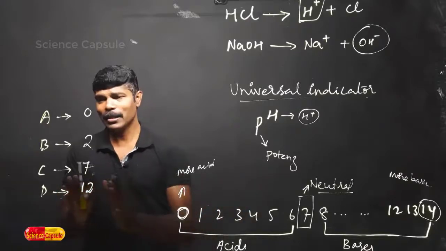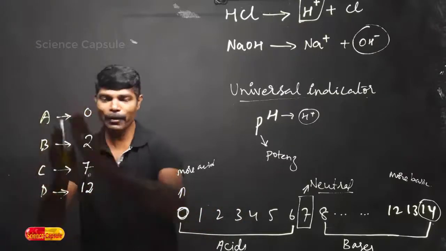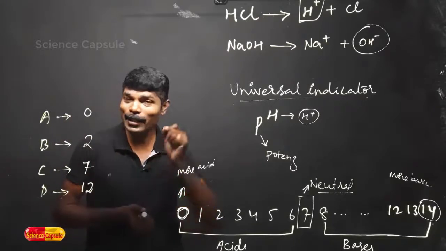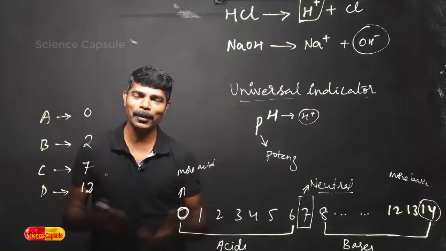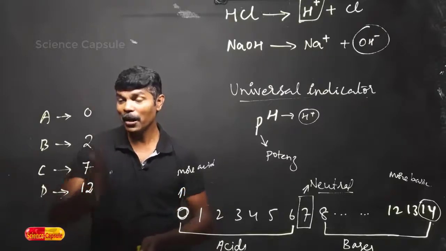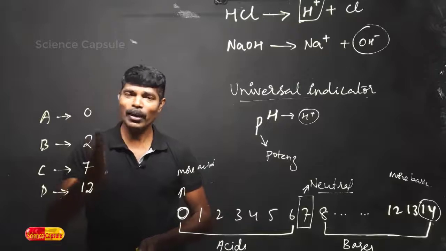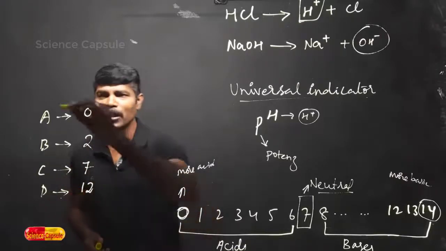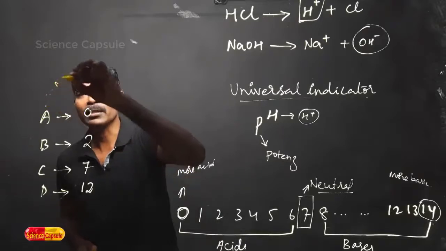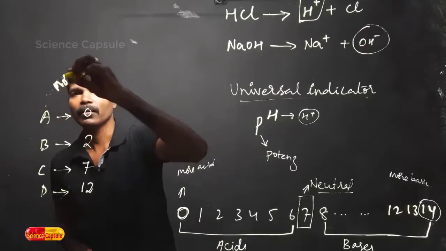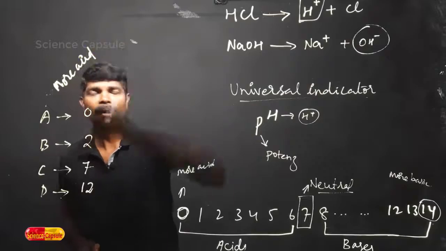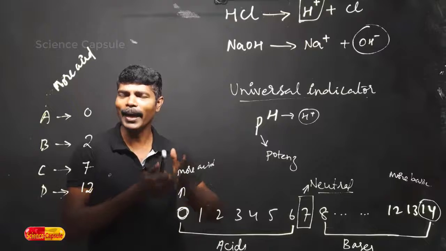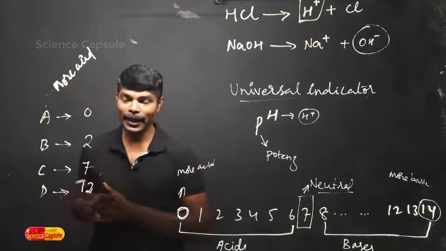Now, let us see. We have four different substances. We have to find which one is more acidic. Lesser the pH value, more will be the acidic. So, just see the values, which one is the least value. Here 0 is the least value, so the substance A is more acidic, right? If the pH value is greater, then it will be a weak acid or a base, right?